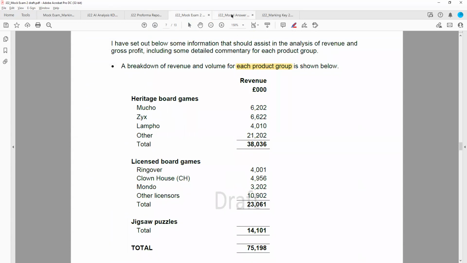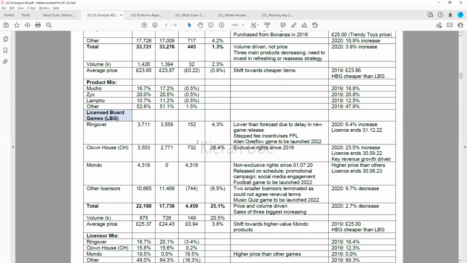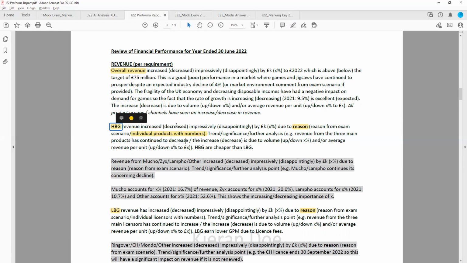So you could, as you've said, explain the increase in HPG by looking at the individual products. And then we're going to have a trend point, a further analysis point. So is it due to volume or growth? Or looking at points like, has revenue from the three main products continued to decrease? Because that was a trend that we noticed in the AI analysis class. The three main products have continued to decrease. That would be a good point to mention there as a trend point as well. So, as I said before, number and reason is the easy bit. This is perhaps a slightly trickier bit. And then you can have a context point as well.